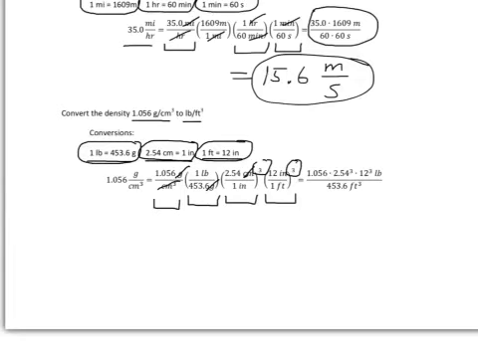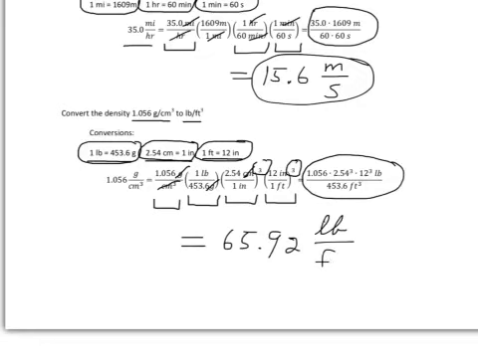So what I come up with when I collect all the units is this quantity here, 1.056 times 2.54 to the 3rd power times 12 to the 3rd power pounds divided by 453.6 cubic feet. And the result is 65.92 pounds per cubic foot, expressed to 4 significant figures.